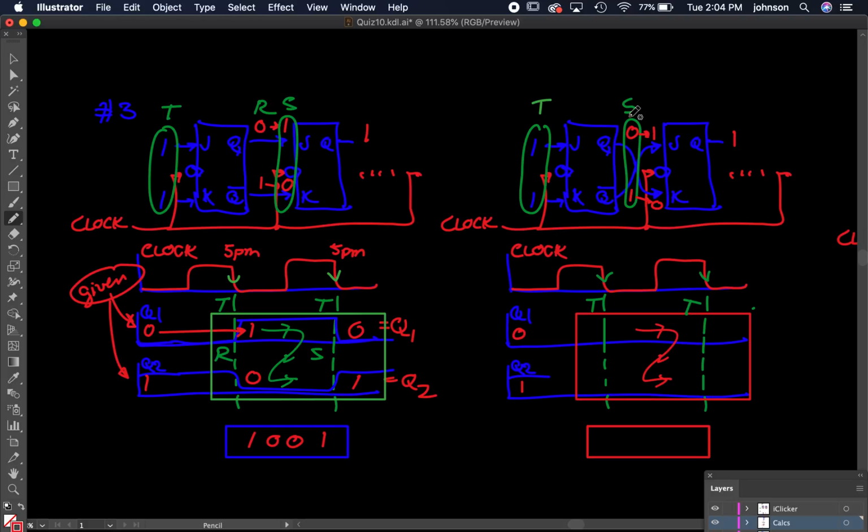All right, so let's take a look at this problem. This problem here is a little bit different in the fact that the Q is going down to the K and the not Q is going up to the J. All right, compare that with this circuit here. They just went straight across. So we did a little trick here.